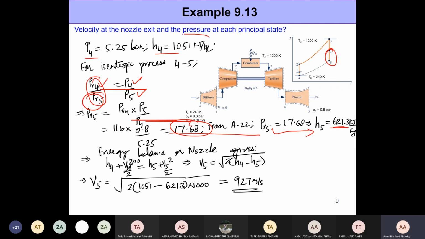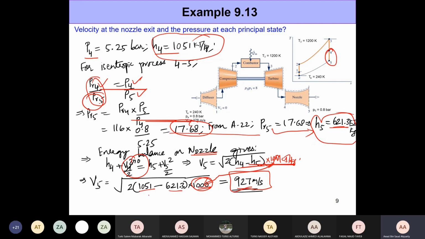Now once you have H5, it's pretty straightforward. We already have H4 and H5, and this is where we apply the energy balance on the nozzle. As we just discussed before, H4 plus V4 squared by 2 is equal to H5 plus V5 squared by 2. V4 is 0, so this term goes to 0, and the velocity V5 is simply the square root of 2 times H4 minus H5. These are in kilojoule per kilogram, so to get the velocity in meter per second, we need to multiply by 1000. So it's 2 times H4 minus H5 times 1000, and this is what we get, 927 meter per second.